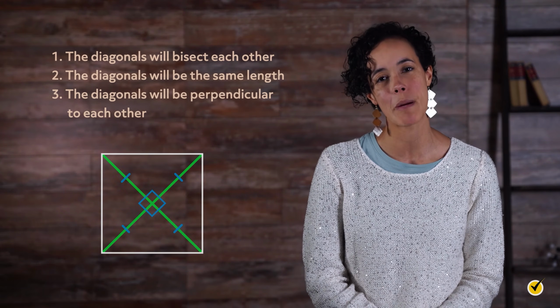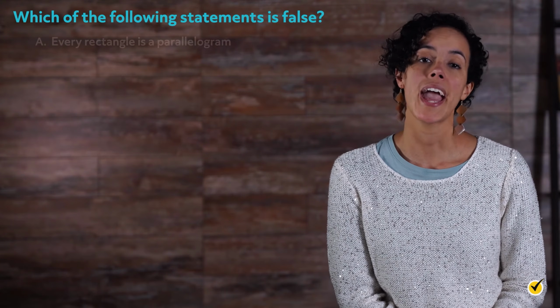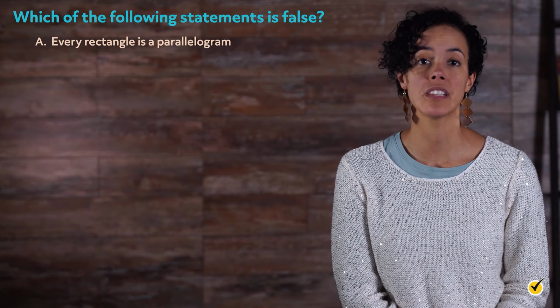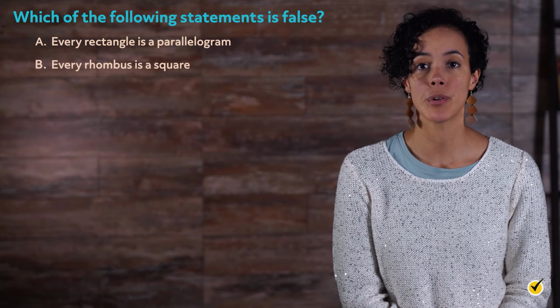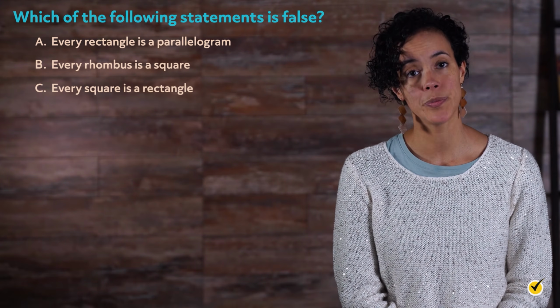Now that we've looked at our 4 parallelograms and their diagonals, let's finish with a review to see what all you can remember. Which of the following statements is false? A, every rectangle is a parallelogram. B, every rhombus is a square. C, every square is a rectangle.